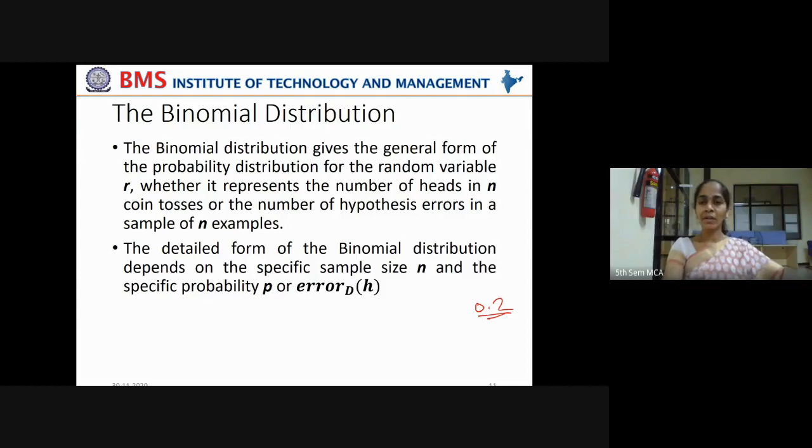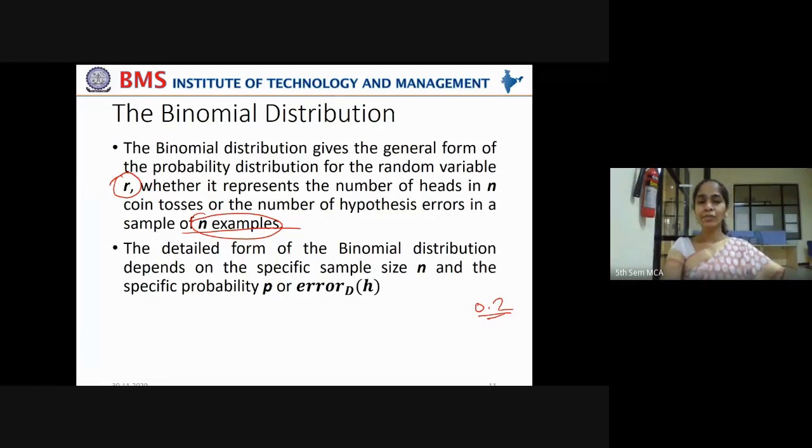Got it? Now the binomial distribution gives the general form of the probability distribution for the random variable R, whether it represents the number of heads in n coin tosses or the number of hypothesis errors in a sample of n examples. Now I hope it is very clear. The binomial distribution gives us a general description of the probability distribution of a random variable R. In coin tosses, it is the number of heads observed in n coin tosses, and in predictions, it is the number of wrong predictions. R would be the number of wrong predictions out of n new instances given to the machine learning model.